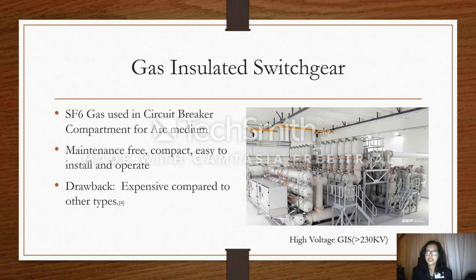And now I would like to say a few things about gas insulated switchgear. Gas insulated switchgear uses SF6 gas as the insulating medium because SF6 has high dielectric constant. We don't need much SF6 gas to extinguish the arc. So the breaker compartment can be made very compact, so the entire unit can be made smaller, doesn't need much maintenance, easy to install, easy to operate, and the best part is you can make a substation in a room by using GIS switchgear. The drawback is it's very, very expensive. I mean, compared to other types of switchgear.